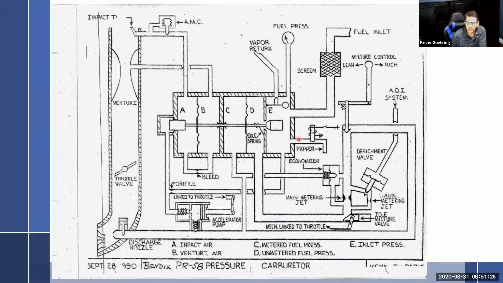So I want you to think about the fact that if this is working correctly, fuel is going to come in through here and is going to fill this all the way to the top, taking this float and locking this off. So under normal operations, this little needle and seat is closed.